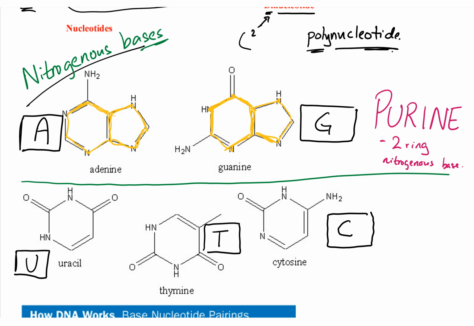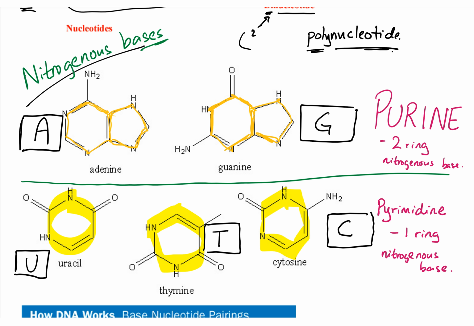And the one with only 1 ring, so you can see that this is 1 ring, this is 1 ring, and this is only 1 ring as well, right? So the 1 ring nitrogenous base is what we call the pyrimidine, P-Y-R-I-M-I-D-I-N-E. So pyrimidine only has 1 ring.